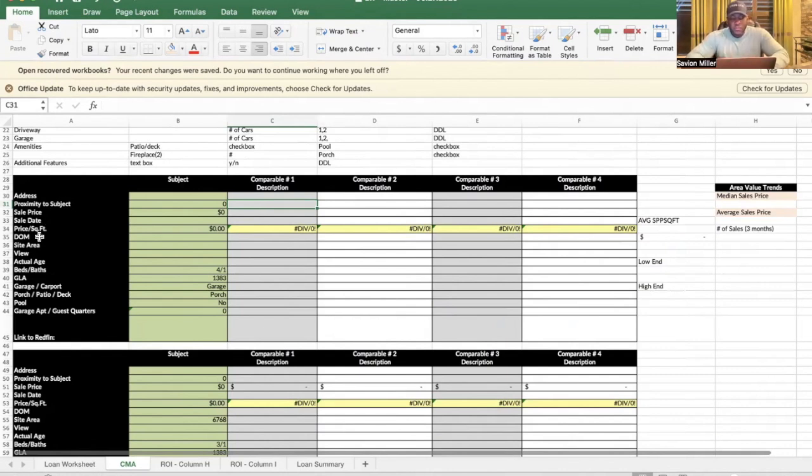The price per square foot, the DOM is days on market, the site area, so that's just the lot size. The age, so when was it built? Bed and bath, GLA is general living area, so that's the square foot. And then it's nuanced stuff like does it have a garage, carport, porch, patio deck, pool? Because you want to be comparing apples to apples.